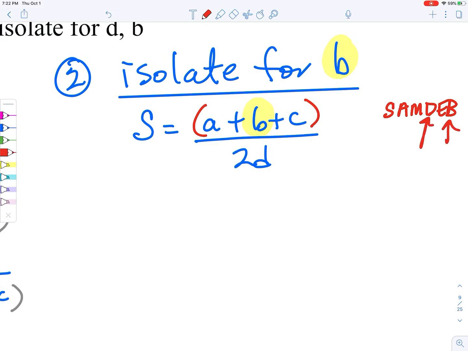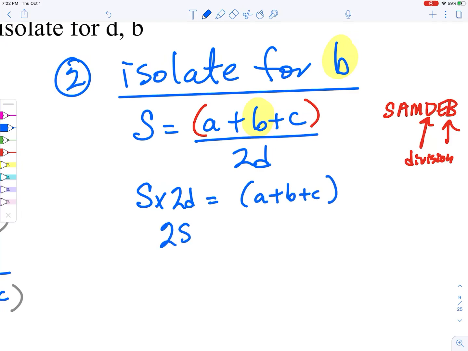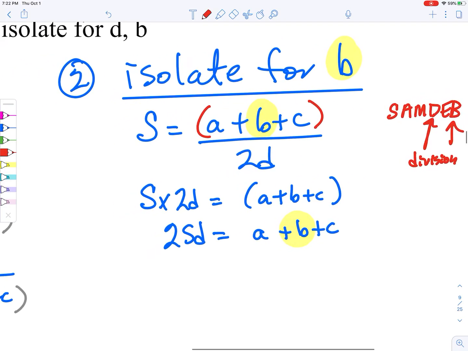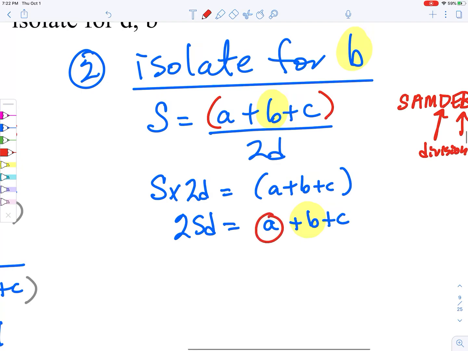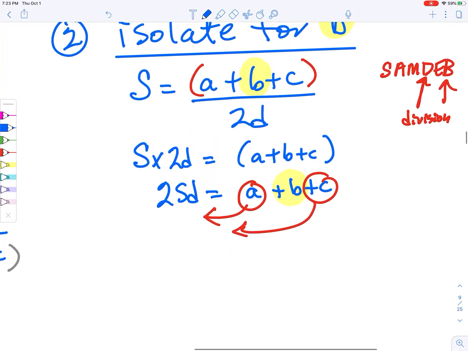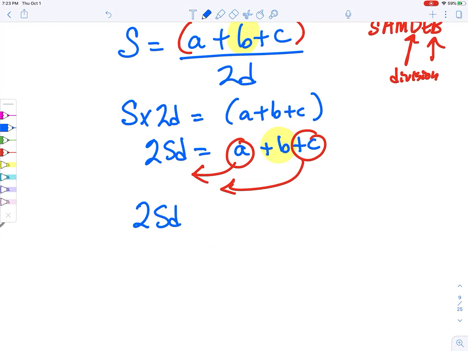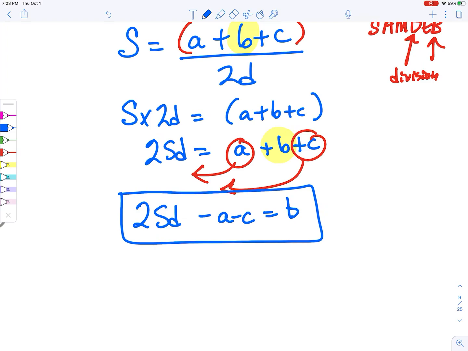Before that, we're going to get rid of the division. And when division changes sides, it turns into multiplying. So I'd have s times 2d equals a plus b plus c. So that's 2sd equals a plus b plus c. I still want b by itself, and it's being added, the a and the c. So I'm going to have these guys change sides, and when they do, addition turns into subtraction. So we get 2sd minus a minus c equals b, and that would be that answer.